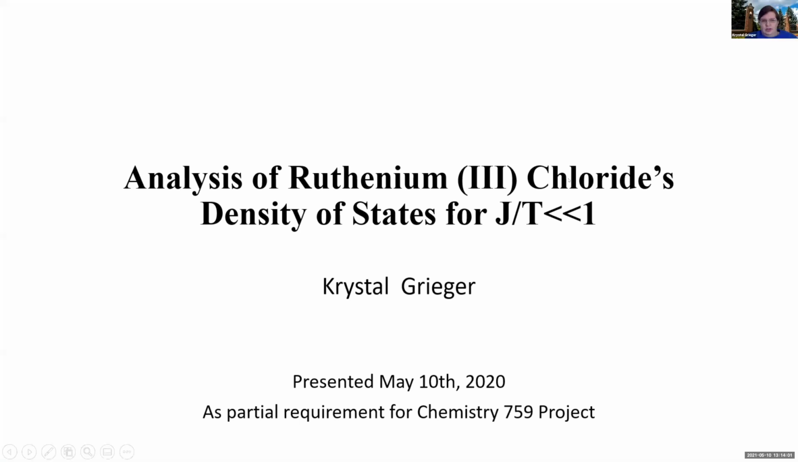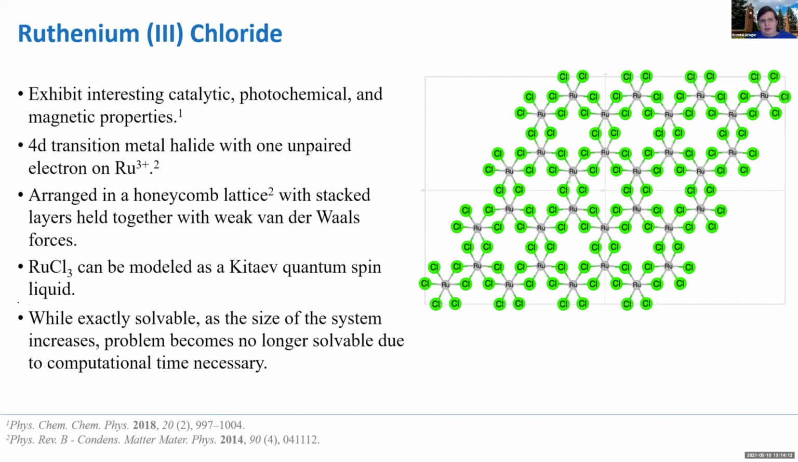Okay, so today I'm presenting on the analysis of the ruthenium chloride density of states when J over T is much less than 1, so when it's paramagnetic. And so ruthenium(III) chloride exhibits interesting catalytic, photochemical, and magnetic properties. As you can see, it is a 4d transition metal with one unpaired electron on the ruthenium 3+.